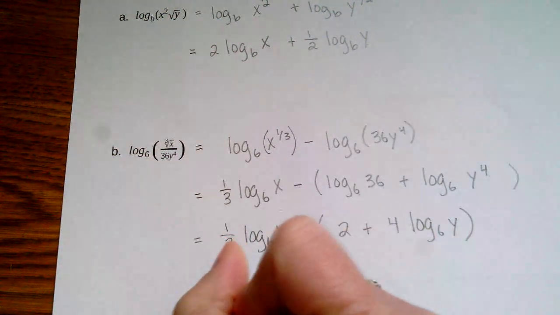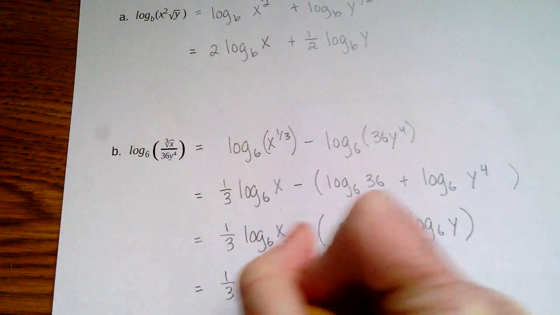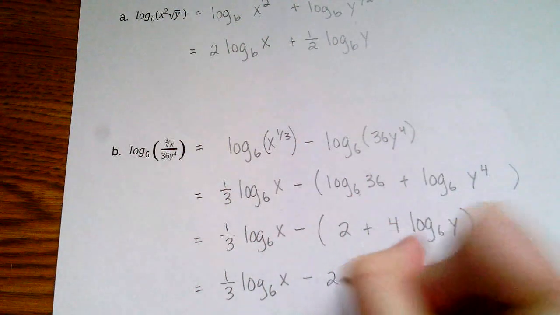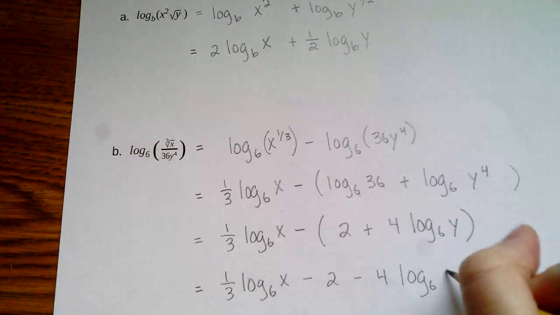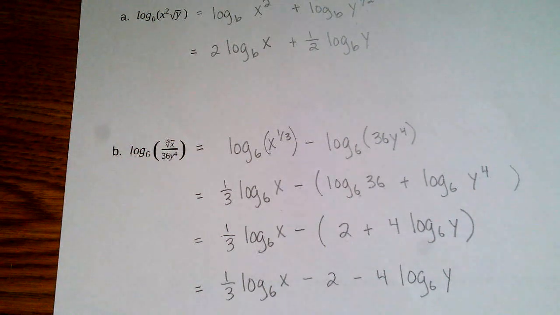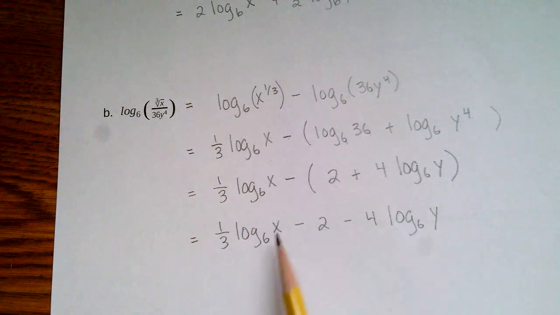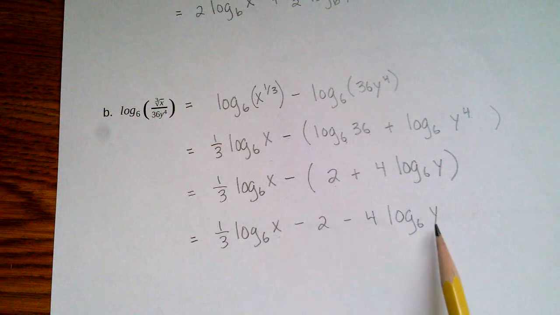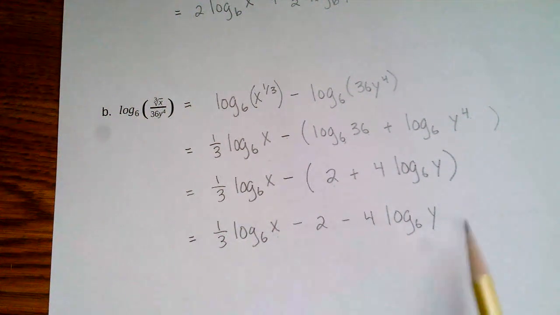So now I'm going to get rid of my parentheses. 1/3 log base 6 of x minus 2 minus 4 log base 6 of y. Okay, I know that I am done here because in each of my arguments, I have a single value. I don't have any exponents in my arguments. I don't have any products. I don't have any quotients.